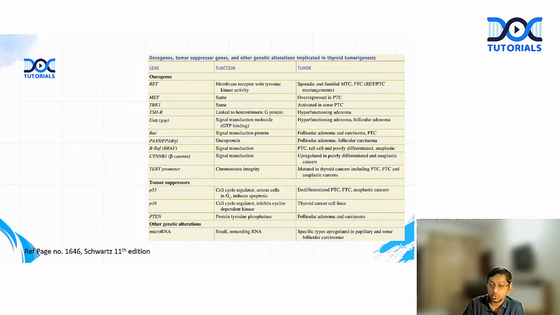PAX8 PPAR gamma, again, is associated with follicular adenoma and carcinoma. Now RET mutations, TRK1 mutations, BRAF mutations, all these are more commonly associated with papillary thyroid cancers. Beta-catenin, TERT promoter mutations, P53 mutations, all these are also associated predominantly with undifferentiated or dedifferentiated thyroid cancers. These are terminal mutations. Another important tumor suppressor gene is the PTEN tumor suppressor gene that is associated with Cowden syndrome. Again, here also, this is specifically associated with follicular adenoma and carcinoma. So RAS, PAX8 PPAR gamma, and PTEN, these three are associated with follicular lineage of follicular adenoma and carcinoma.